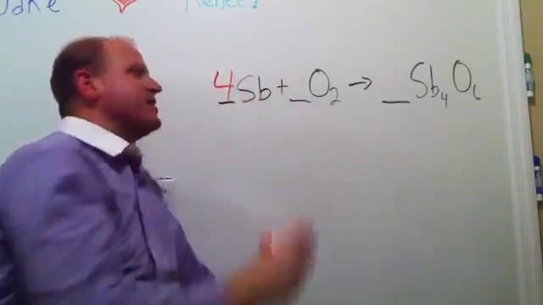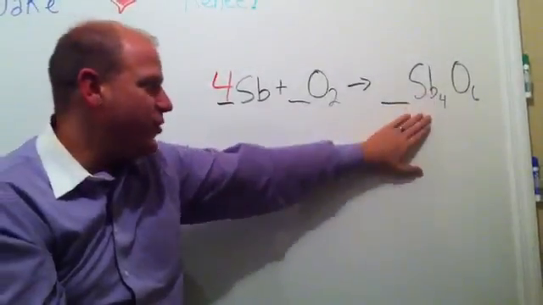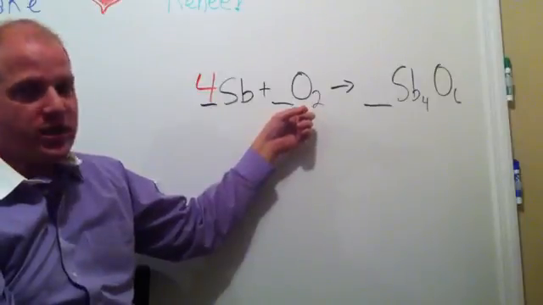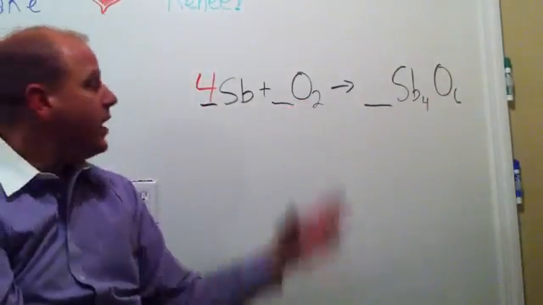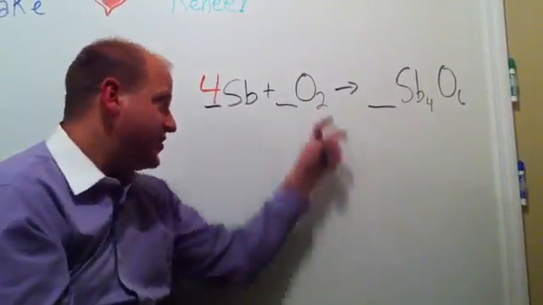So we've got 4 SB on our reactant side now. We've got 4 SB on our product side. Now let's take a look at our oxygen. We've got 2 oxygen on our reactant side. We've got 6 oxygen on our product side. What do we multiply that 2 by to get 6?